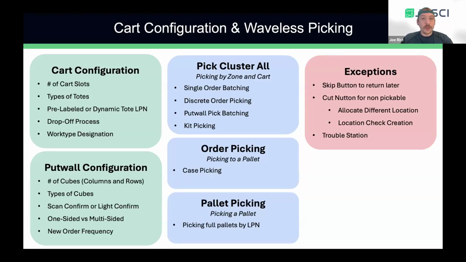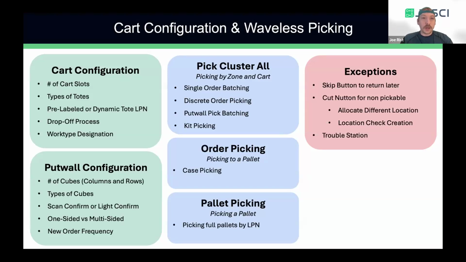You can also have walls that are one-sided or multi-sided. The purpose of that is because once you have the order all consolidated within its cube on the put wall, you're going to want to pack that out. So if you have a one-sided wall, that's where the person who put that last item is going to grab that cube off the wall and go bring it to the pack station so that that cube can be freed up for another order that'll have items sorted to it.